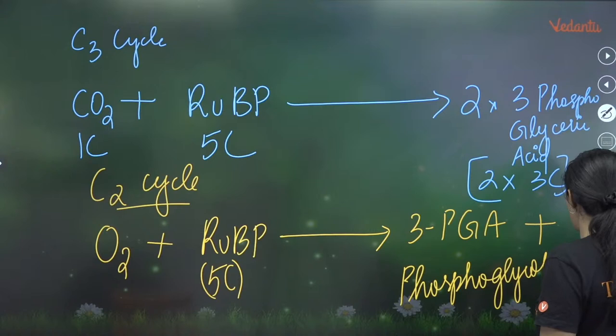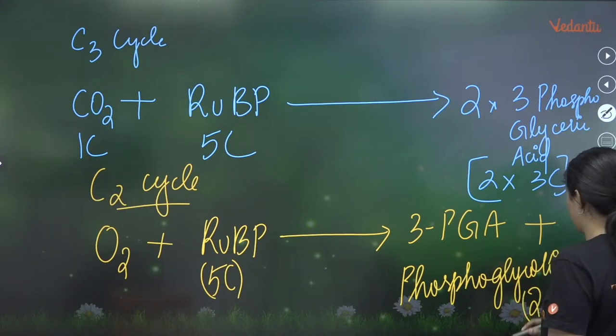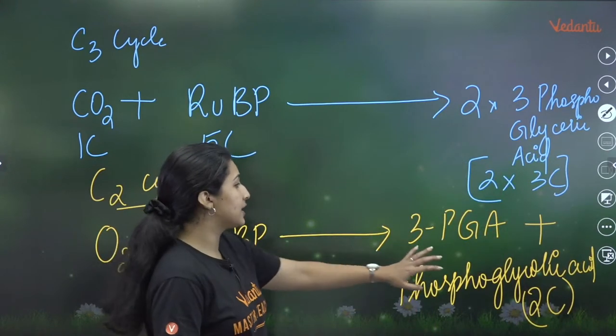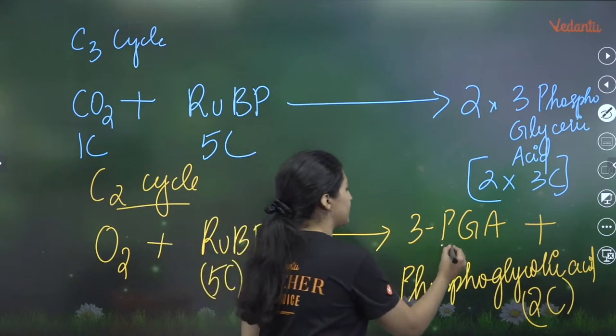Okay, this guy is new. Who is this, phosphoglycolic acid? It's a 2-carbon compound. Phosphoglycolic acid, or phosphoglycolate, is a 2-carbon compound because this is a 3-carbon compound.